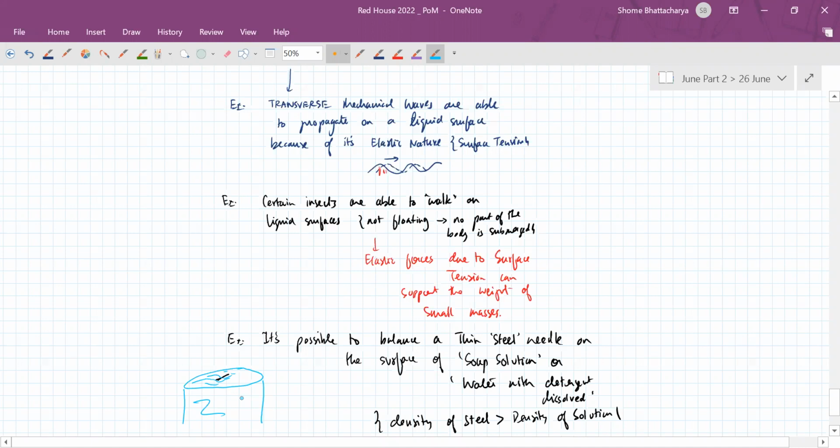So the moment the weight of a small mass creates some kind of indentation or deformity in that thin layer of molecules which we call the surface, it's able to apply a restorative elastic force. So that again is evidence of the fact that such a material has an elastic property or is capable of applying elastic forces, and hence the need to define its property as surface tension.